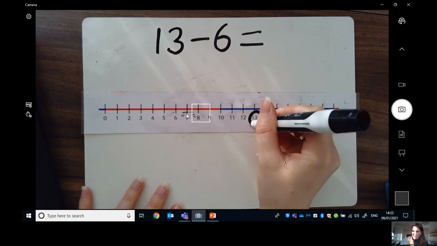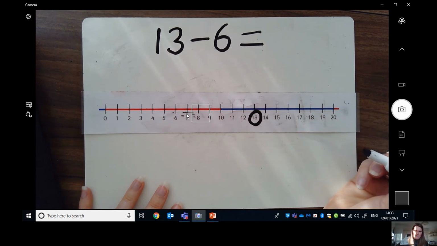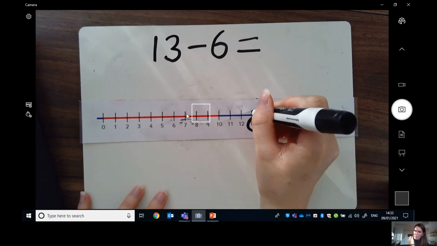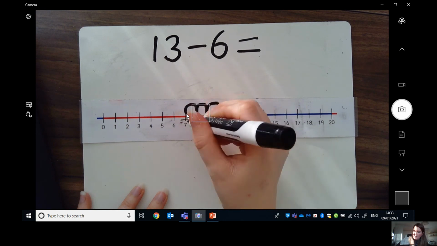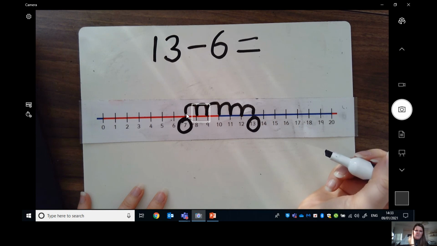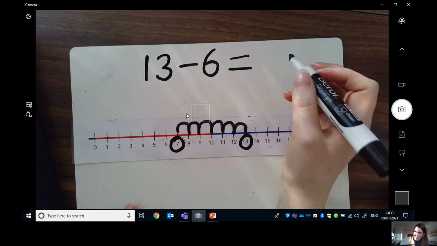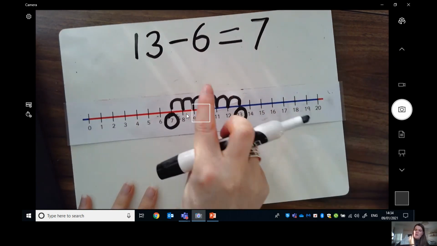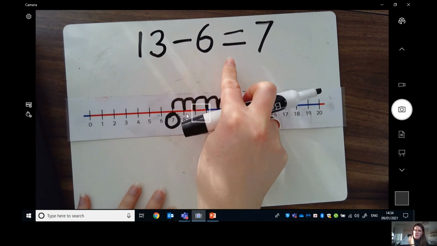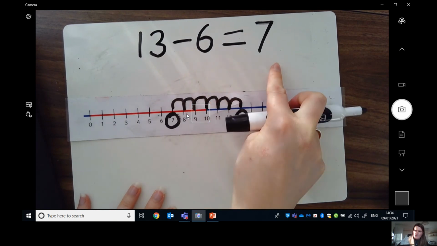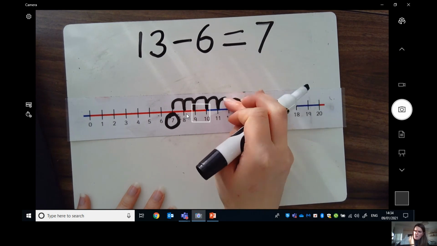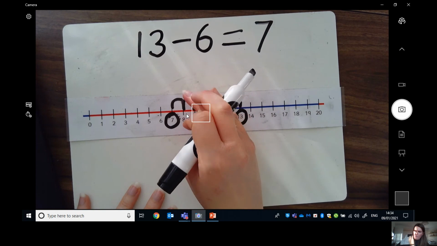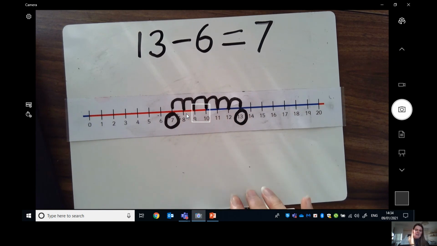Great. I find the number 13. How many am I subtracting? 6. 6 muffins were eaten. So we're going to go 1, 2, 3, 4, 5, 6. So how many muffins were left? 7 muffins were left. 13 muffins we started with, 6 were eaten, we made our jumps, we think there are 7 muffins left. Let's count our jumps again. 1, 2, 3, 4, 5, 6. Brilliant. Let's see if we were right.